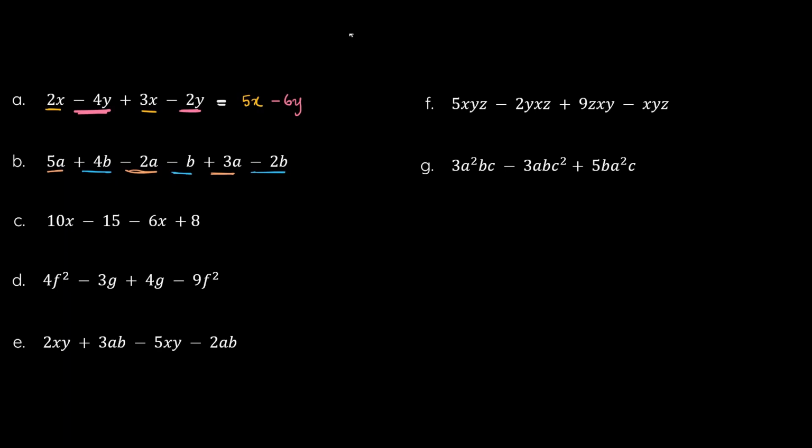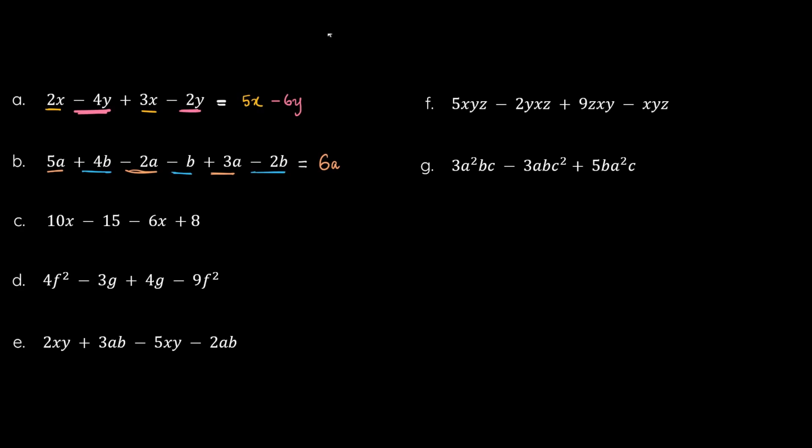So let's see here, 5a minus 2a plus 3a. So that's 5 minus 2 is 3. 3 plus this 3 is 6. So that's 6a. Let's put the equal sign. And then we have b terms together.